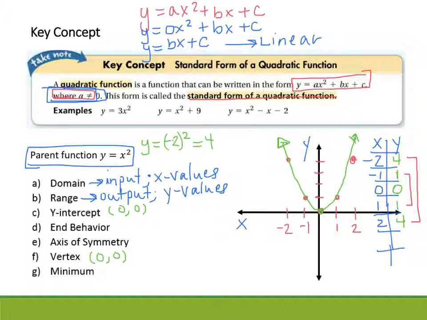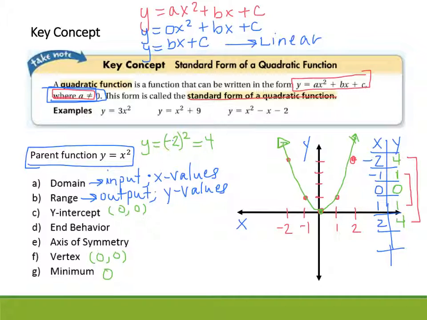The vertex is either the maximum or minimum point along the parabola, or the highest or lowest point on the parabola. And it corresponds to either a maximum or minimum value. In this case, since the vertex is a minimum, or it's at the lowest point, it corresponds to a minimum. The minimum value is 0. We'll be talking more about maximums and minimums as we go through this course. Now, where is the axis of symmetry? We discussed this on a previous slide.